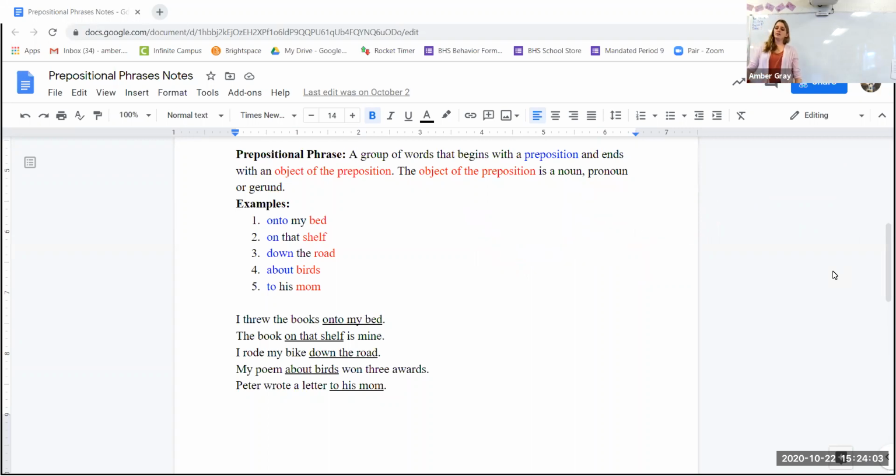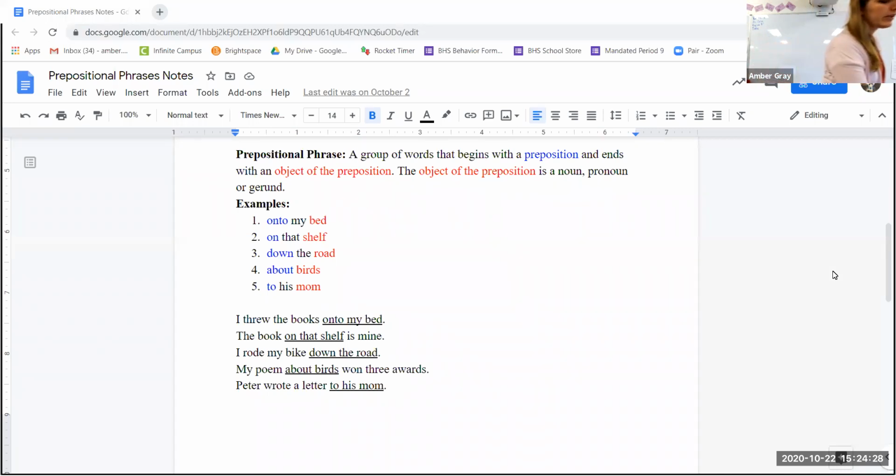So examples are onto my bed, on that shelf, down the road, about the birds, to his mom. In blue are the prepositions, and in red are the objects of the prepositions. Those are all nouns in this case. So I threw the books onto my bed. The book on that shelf is mine. I rode my bike down the road. My poem about birds won 3 awards, and Peter wrote a letter to his mom.